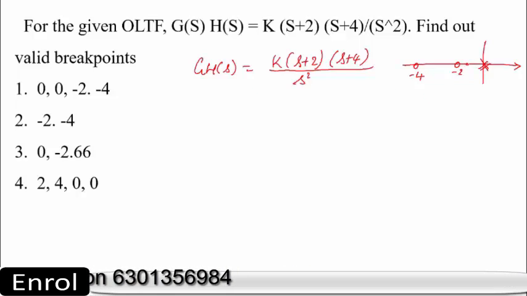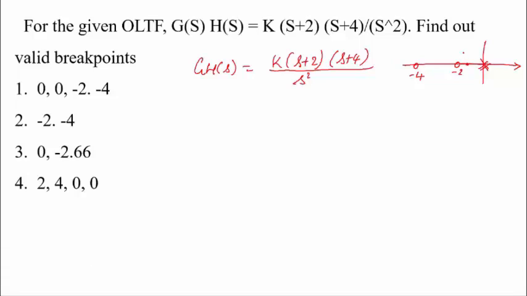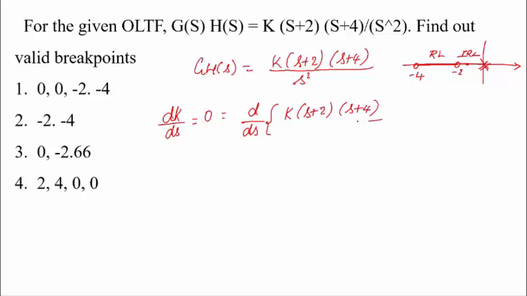Now keep a point over here. On the right side, how many poles and zeros are there? 2. So it is an inverse root locus, or root locus will not exist. But here 3 are there, so here root locus will exist. Now if I want to calculate the breakpoint, I am going to calculate dK by ds and equate it to 0. So that is d by ds of K into s plus 2 into s plus 4 whole divided by s square. Now what you have to do is replace K with 1 and then solve.